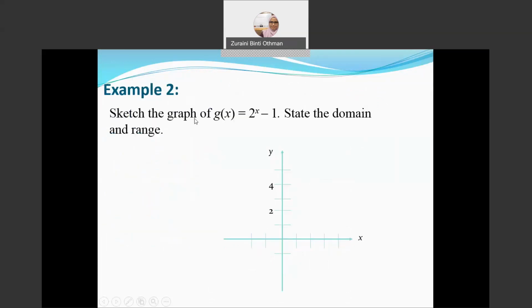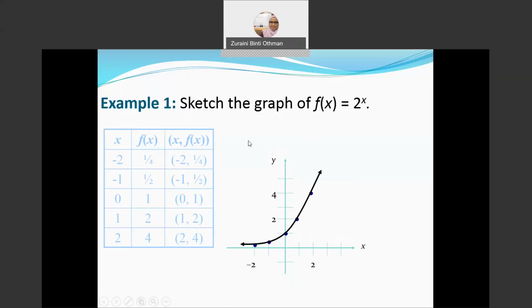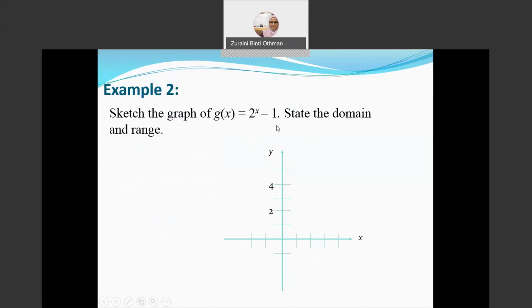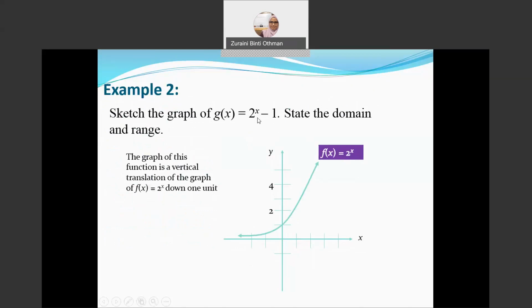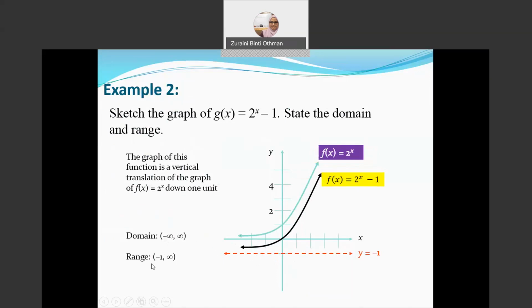Okay, so now for this type of 2 kuasa x, now it is 2 power of x minus 1. We know that when it is minus 1, this graph will go down sebanyak 1 unit. Maksudnya transformation of function. Kalau tak hafal transformation of function, please draw a table again. So for this down 1 unit, this is the previous graph, and for this g(x), it will go down 1 unit, and this is our new g(x). And this is the new asymptote. Dia punya domain still sama, but for the range it is from -1 until infinity, dan tak termasuk -1.